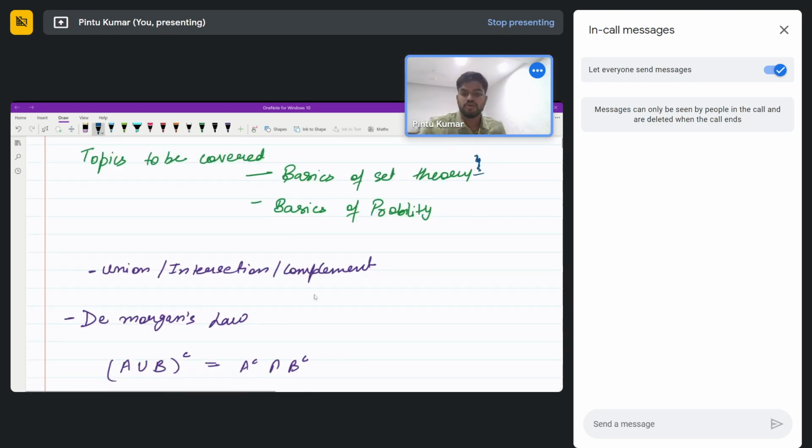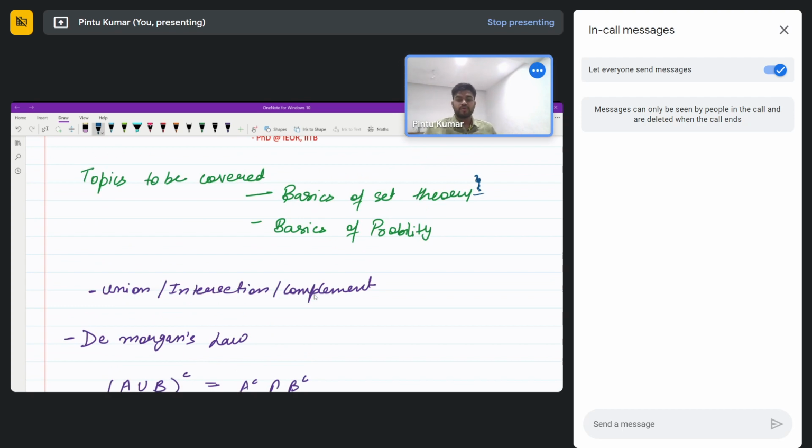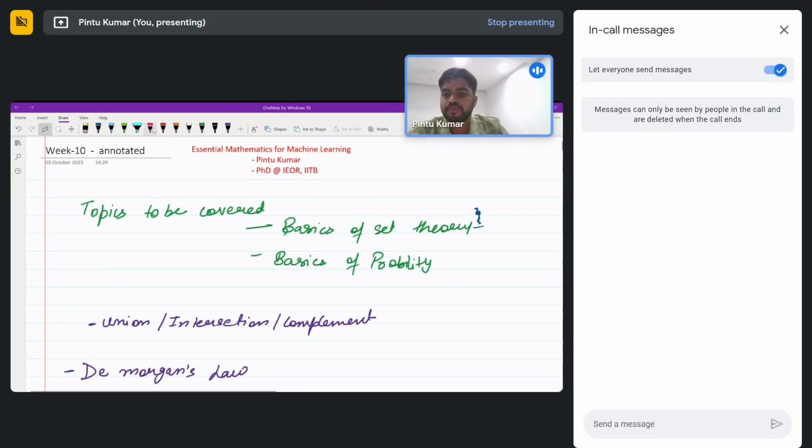Okay. So first of all, for the sets, I'm moving very fast. So at any point, if you're not familiar with the terminology that I'm saying, please either type it in the chat box or unmute yourself and stop me there, because I think these are some basic stuff that you might have done in your class 11, 12. So I'm not going into that.